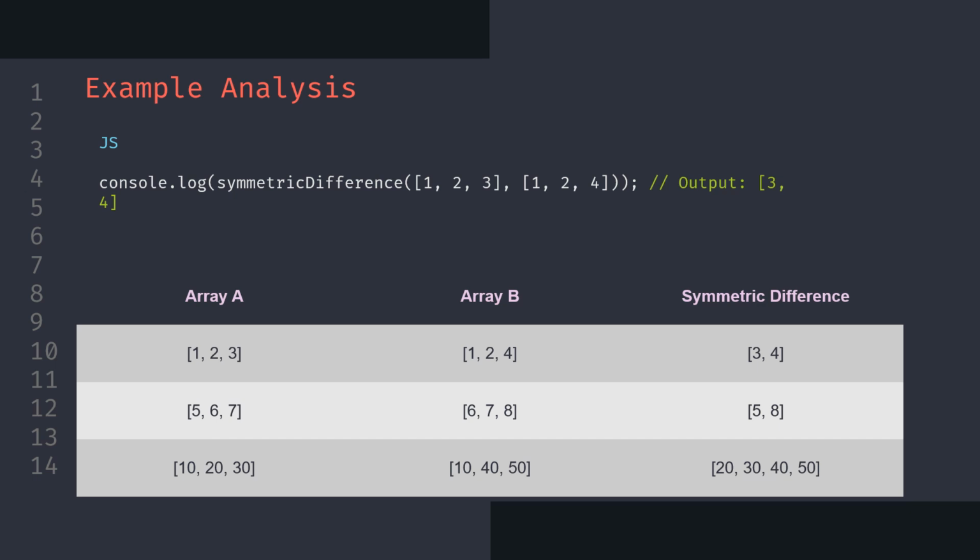Let's break this down with some examples. In the first case, 1, 2, 3 and 1, 2, 4 share elements 1 and 2. The symmetric difference is 3, 4. Similarly, for 5, 6, 7 and 6, 7, 8, the unique elements are 5 and 8. This pattern holds for larger datasets, ensuring precise comparison between two arrays while filtering out common values.